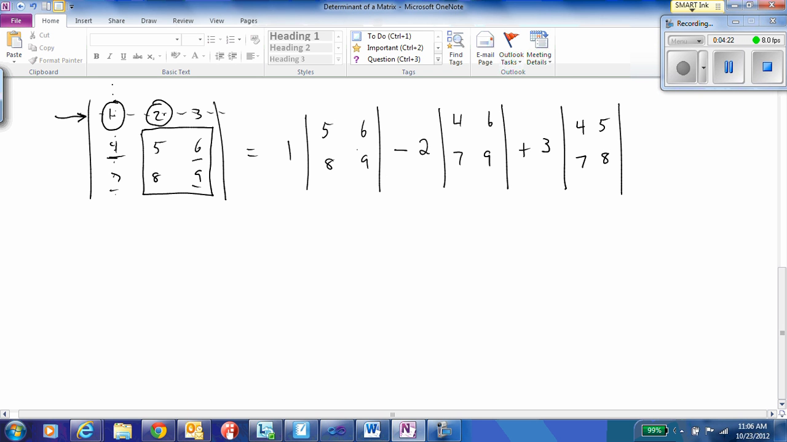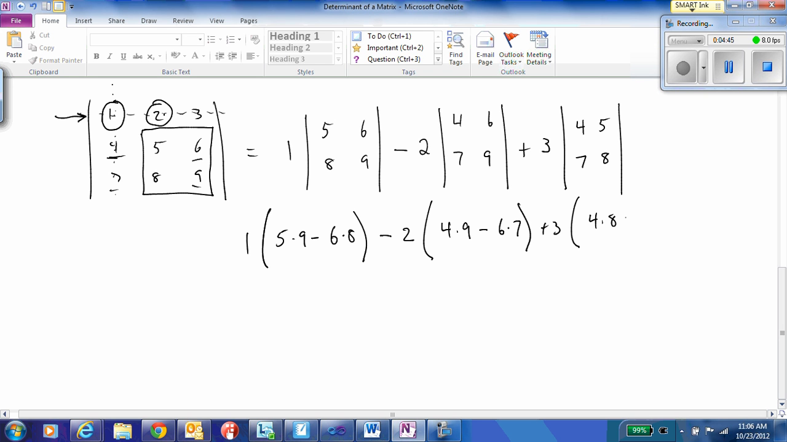Now I can calculate those determinants by using the rule from the 2 by 2 matrix. So this would be 1 times 5 times 9 minus 6 times 8, minus 2 times 4 times 9 minus 6 times 7, plus 3 times 4 times 8 minus 5 times 7. Now, why is the second term minus? It turns out they alternate in sign. They start off with a positive, then a negative, then a positive, then a negative, then a positive, then a negative. So depending on how large your matrix is, just remember that the signs of the cofactors alternate.